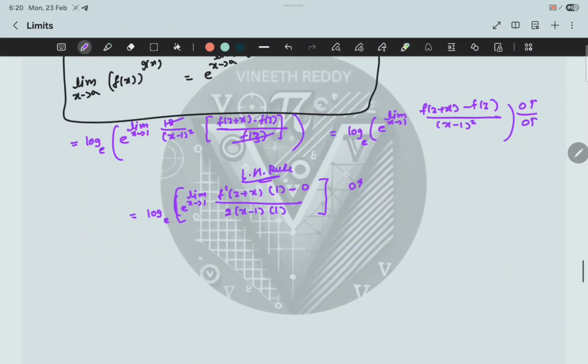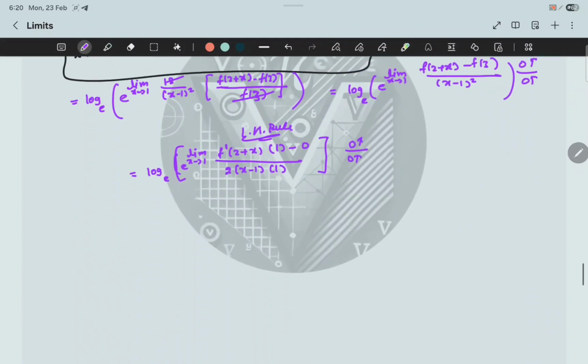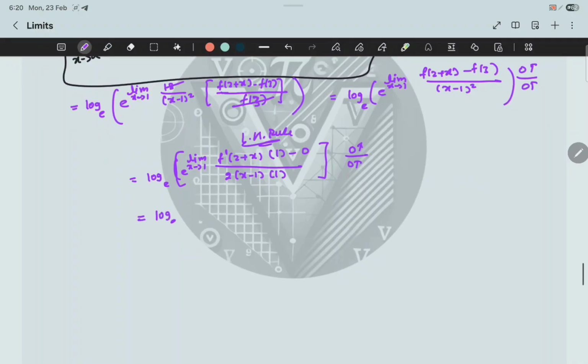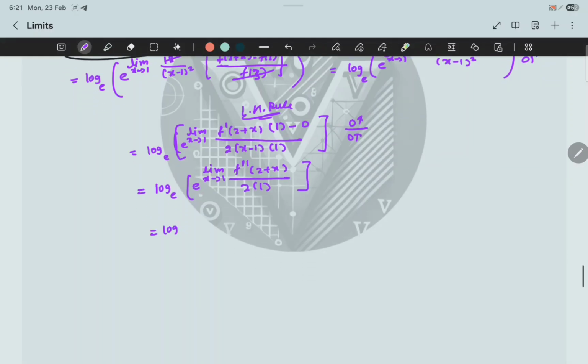So again, the numerator is approaching 0 and the denominator is also approaching 0 as x approaches 1. So once again we can apply L'Hopital's rule here. Now we will be getting f double dash of 2 plus x divided by 2 into the derivative of x, which is 1. So we get e power, as x approaches 1, f double dash of 3 divided by 2.